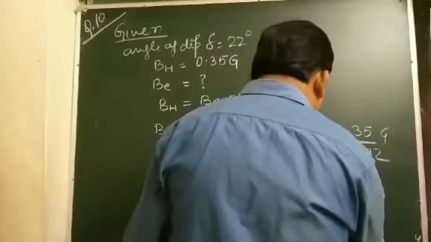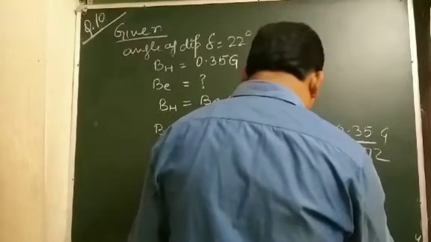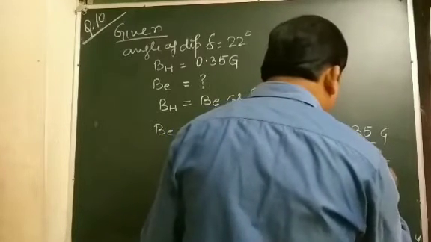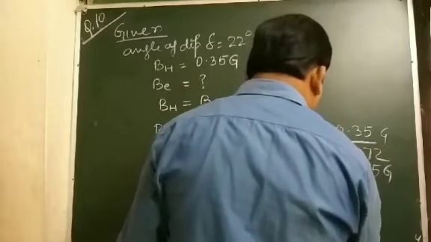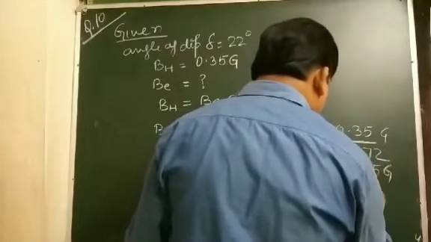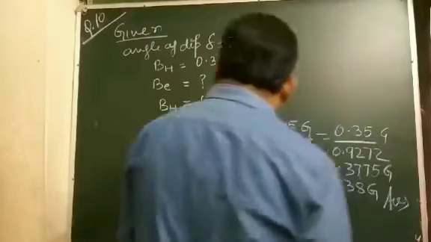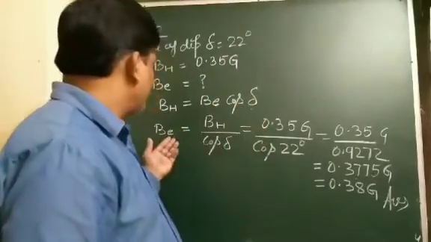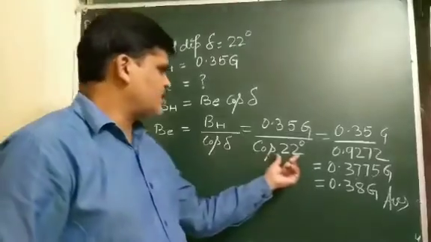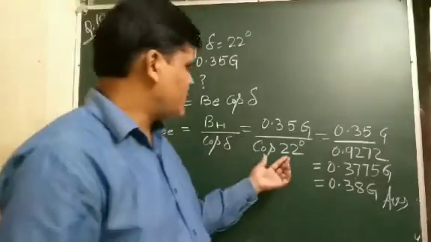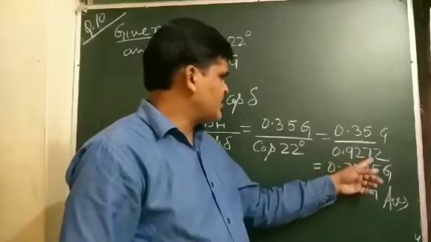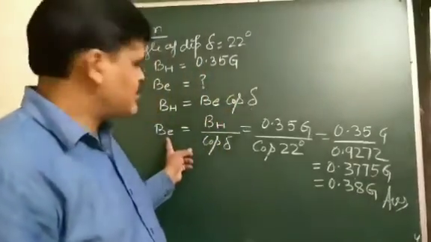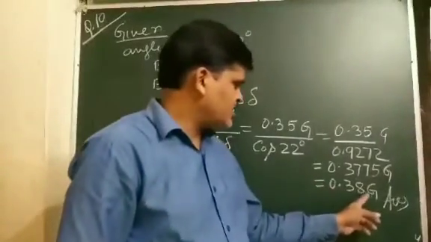0.377775 Gauss, and it can be written as 3.8 G. This is the answer. So BH equals B cos delta, where the angle of dip is 22 degrees, and B equals BH by cos delta. Cos 22, you see from the natural cosine table, is 0.9272. Put in the value and solve it, and this value comes out to be that. So the total intensity of the Earth's magnetic field comes out to be 0.38 G.